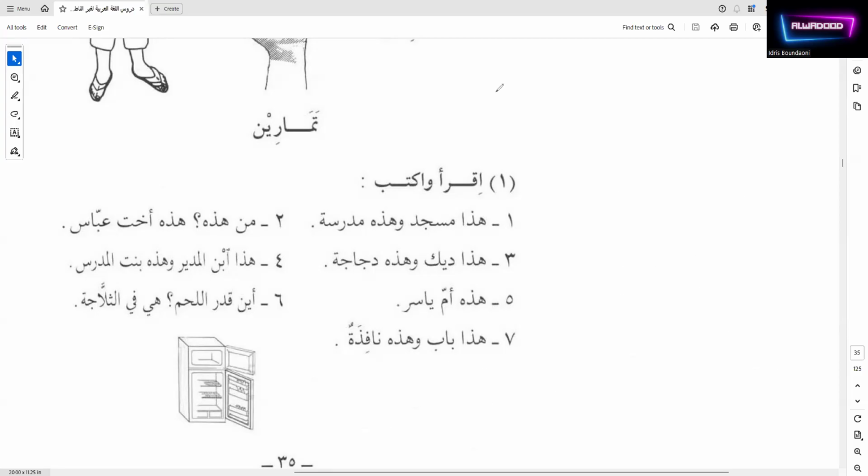So let's do the iqra. Let's start. Hadha masjidun. This is a mosque. Wa hadhihi madrasatun. Now, what is the gender difference? Masjidun, madrasatun. This is a male and this is a female. A school.